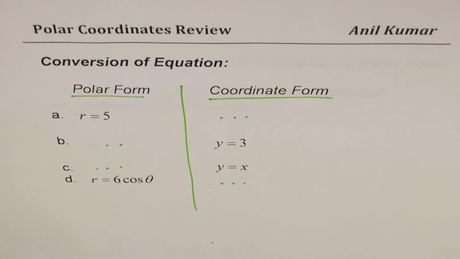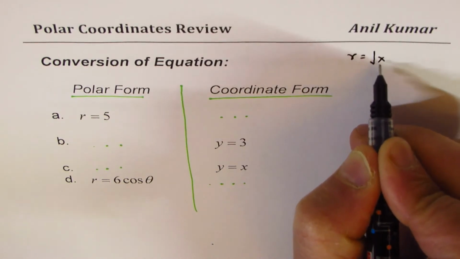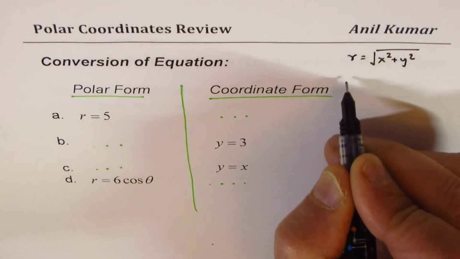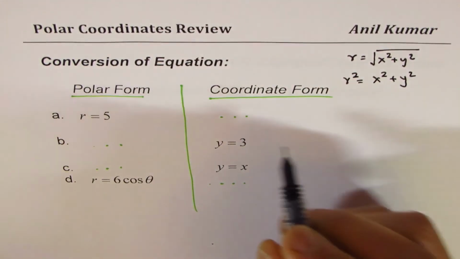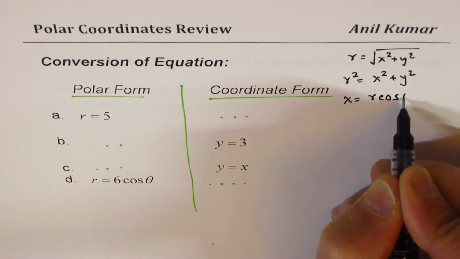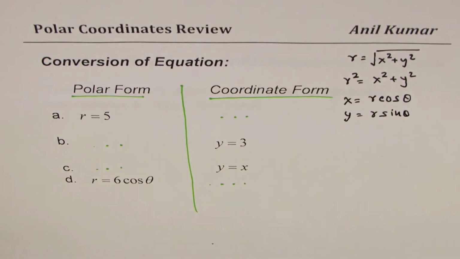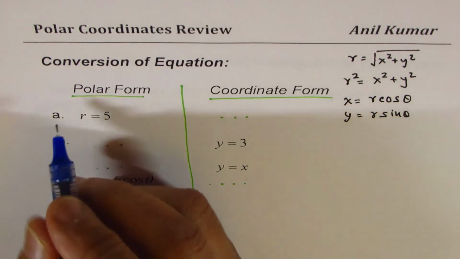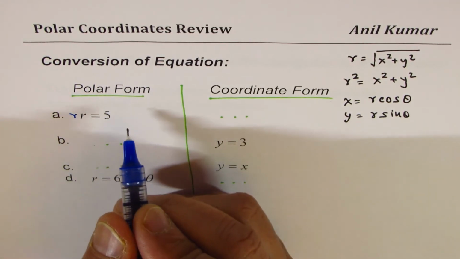The steps to be followed are kind of like this. We know that r is equal to the square root of x squared plus y squared. We prefer to write this as r times r, which is r squared equals x squared plus y squared. As far as x and y values are concerned, x is r times cos theta and y is r times sine theta, right? So that should help you to answer this question. The first equation here is r equals 5. If I multiply by r on both sides, I could just square this, right?